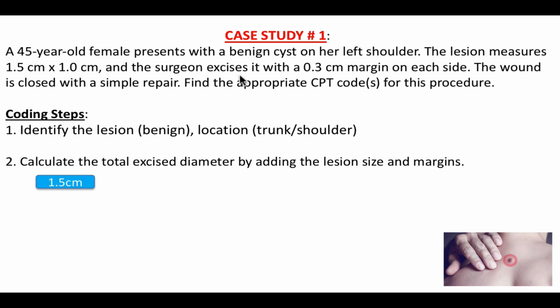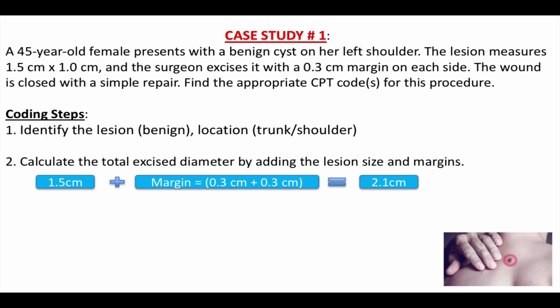Next, the surgeon excised an additional 0.3 cm on each side, so we add 0.3 cm plus 0.3 cm equals 0.6 cm. Now, we take the lesion size 1.5 cm and add the total margin 0.6 cm, which equals 2.1 cm. This final measurement, 2.1 cm, is the total excised diameter that we will use to determine the correct CPT code.